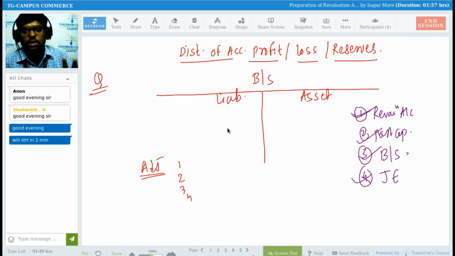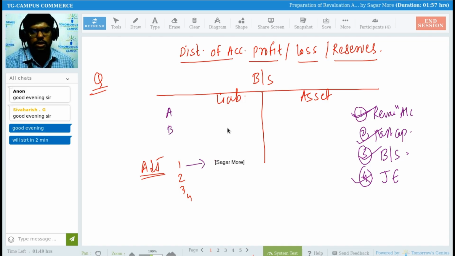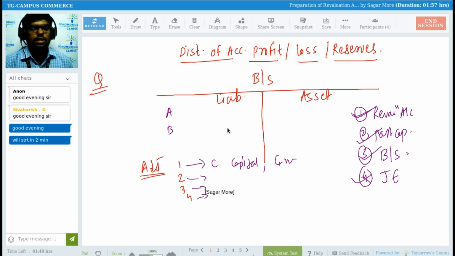So what will they be giving? They will be giving you a balance sheet, right? Before admission of a partner, they will have 2 partners, A and B. And in adjustments, it will be written over here: C partner is coming into the business. He is bringing this much of capital into the business, right? And he is bringing goodwill amount into the business. Such kinds of adjustments are provided to you, right?